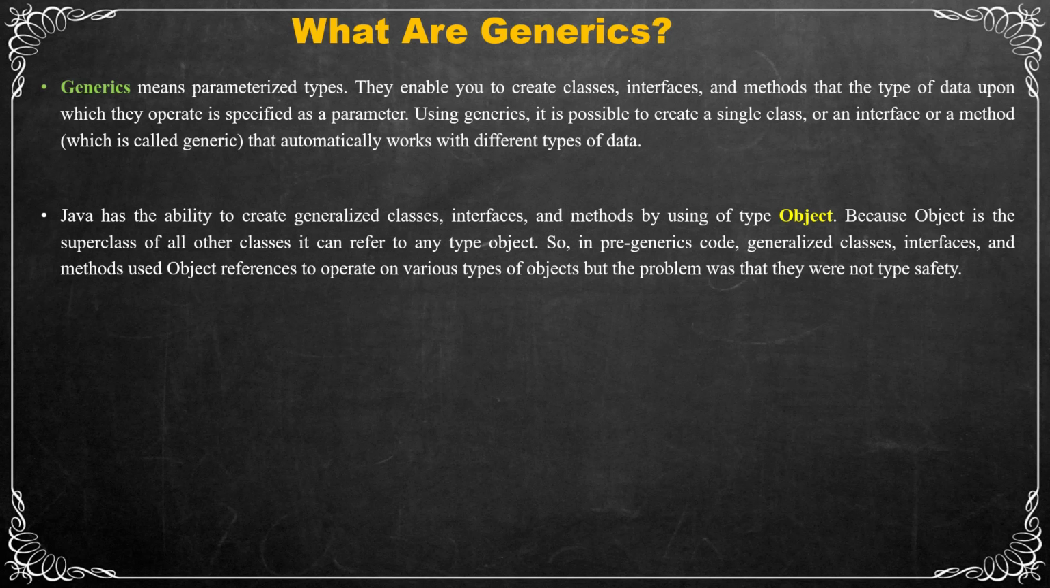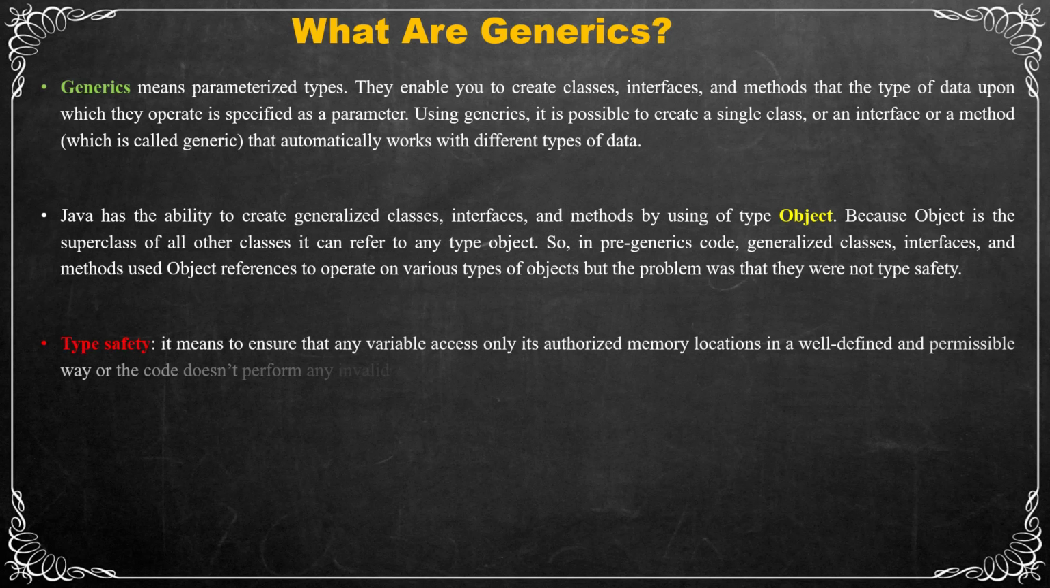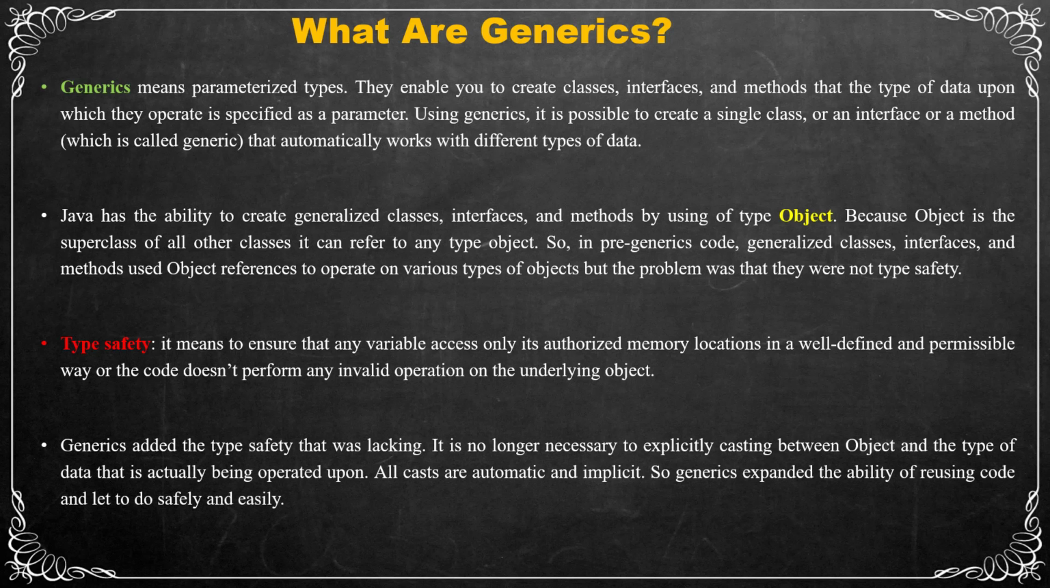But what is type safety? Type safety means ensuring that any variable accesses only its authorized memory locations in a well-defined and permissible way, or that the code doesn't perform any invalid operation on the underlying object. Generics added the type safety that was lacking.